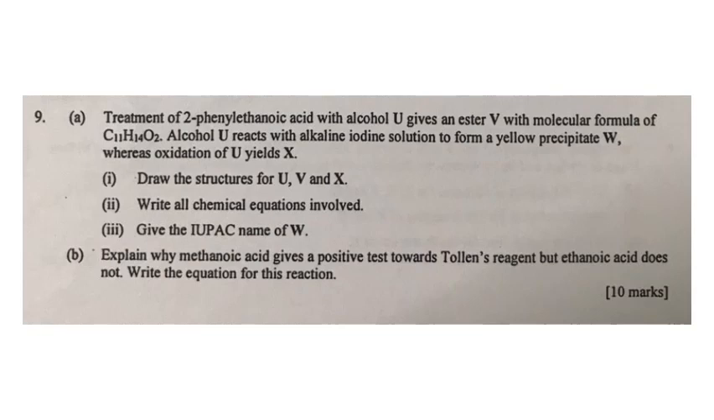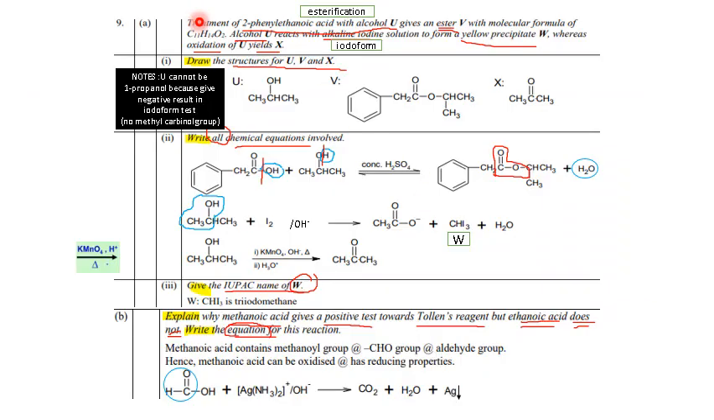This is question 9. Let's check the question analysis and answer for question 9. Okay, treatment of 2-phenylethanoic acid with alcohol. The reaction between carboxylic acid and alcohol is esterification, so we'll get an ester. Ester V with molecular formula of C11. Okay, C11. Initially here is 2-phenylethanoic acid.